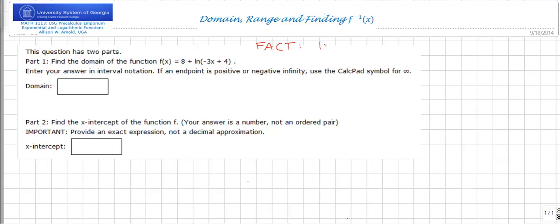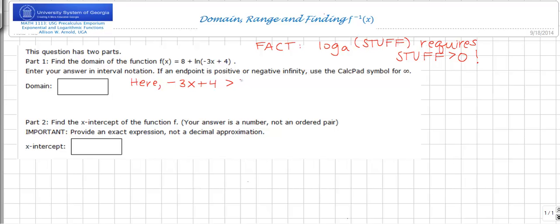that no matter what the base of the logarithm is, whatever's inside the logarithm has to be positive. And that's key. Okay, so here, the argument is negative 3x plus 4, and it needs to be positive.